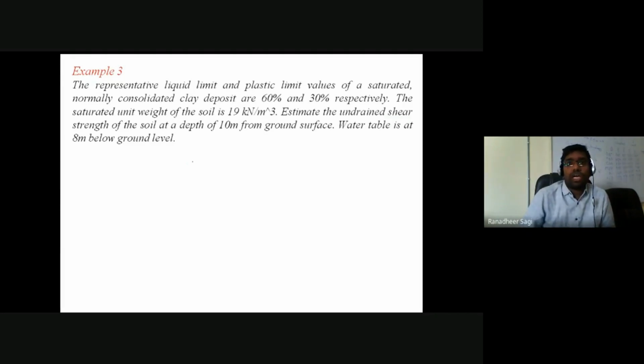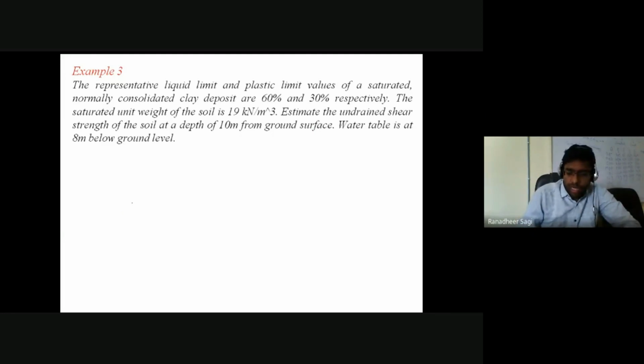If you can go on to recall, whenever the soil is said to be undrained, automatically your undrained shear strength of the soil is nothing but equal to your undrained cohesion value of the soil. So we are required to calculate your undrained cohesion value. So how do I calculate the undrained cohesion value? Based on the liquid limit and plastic limit values that are given for the soil.